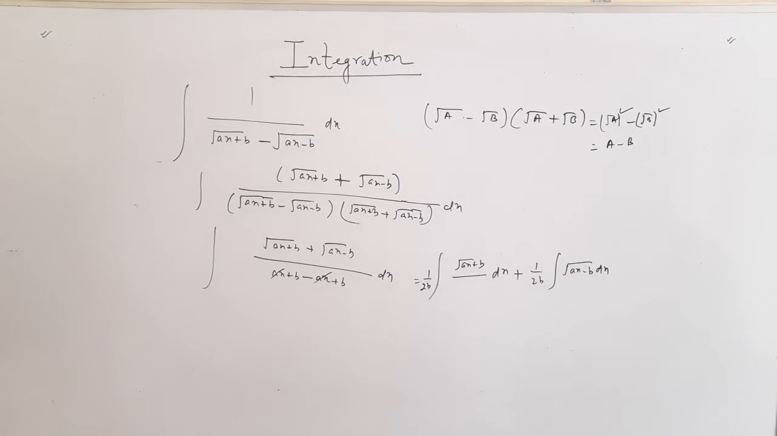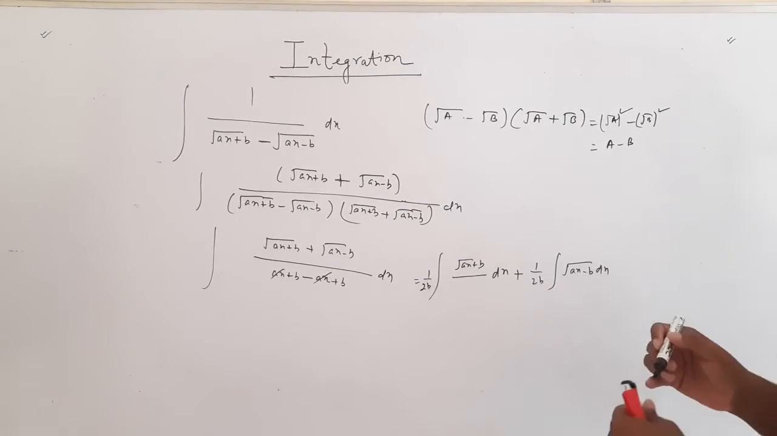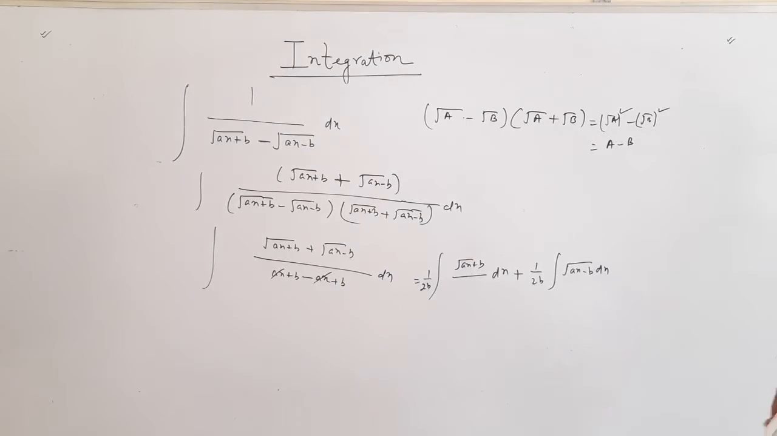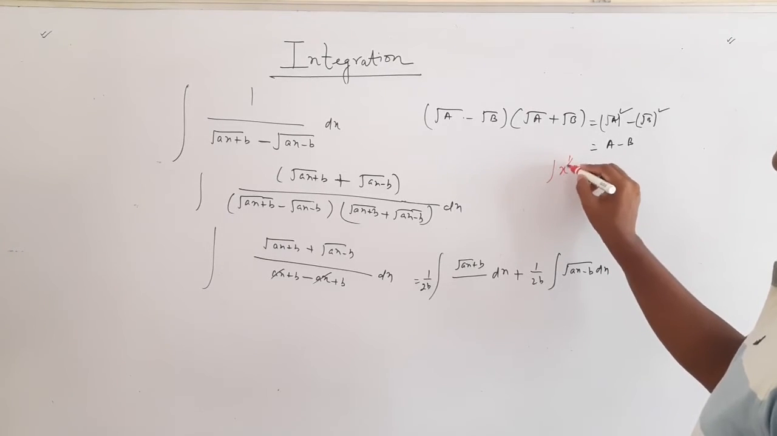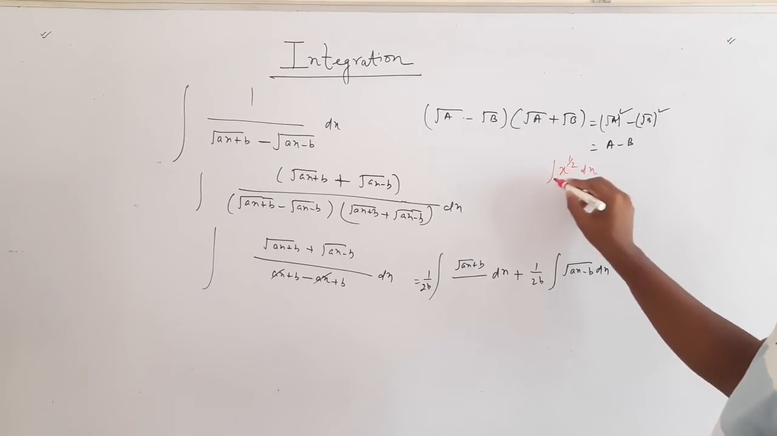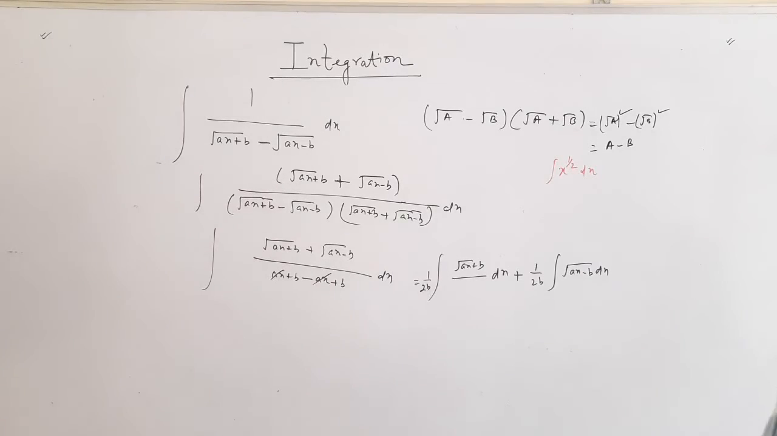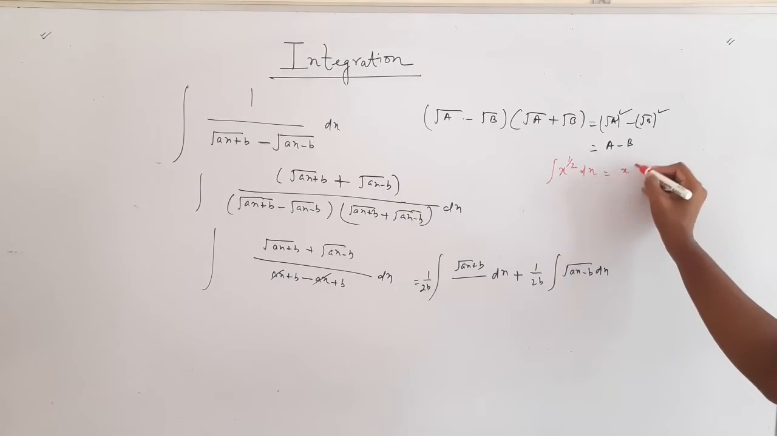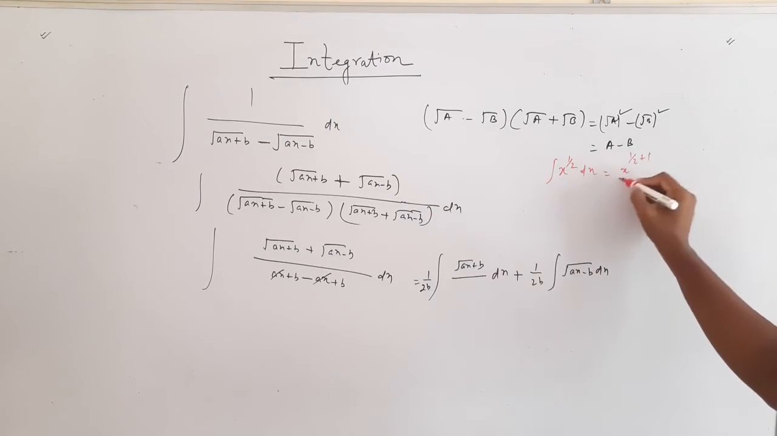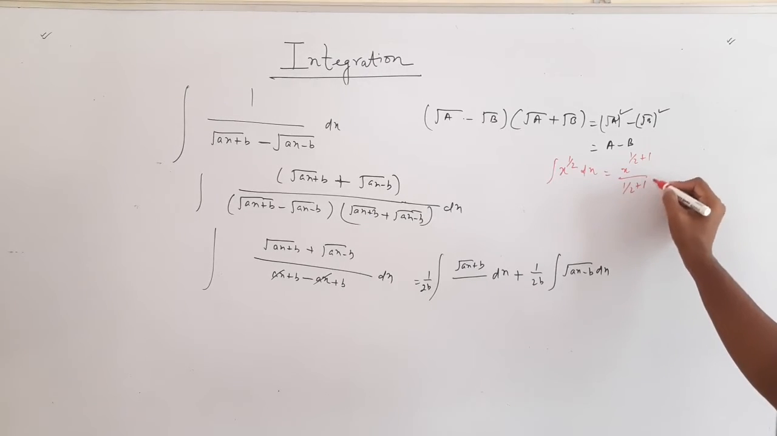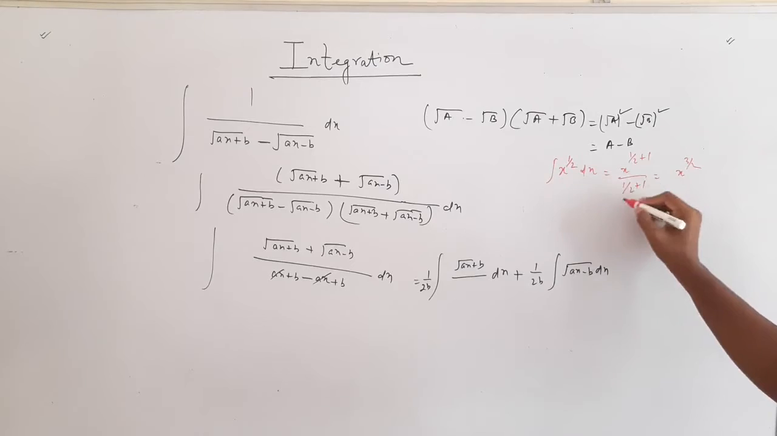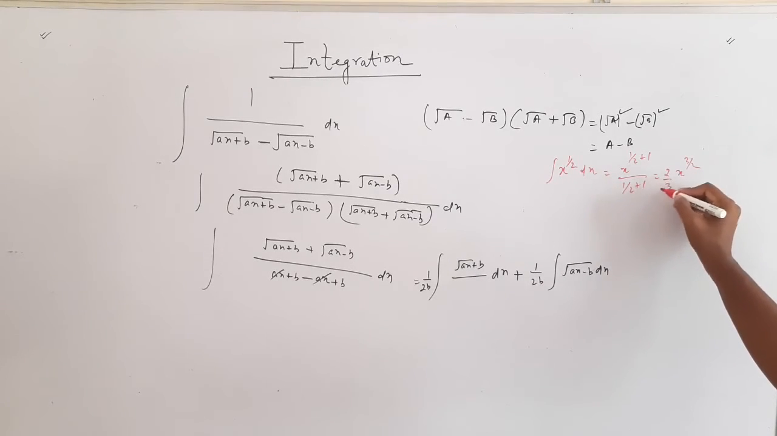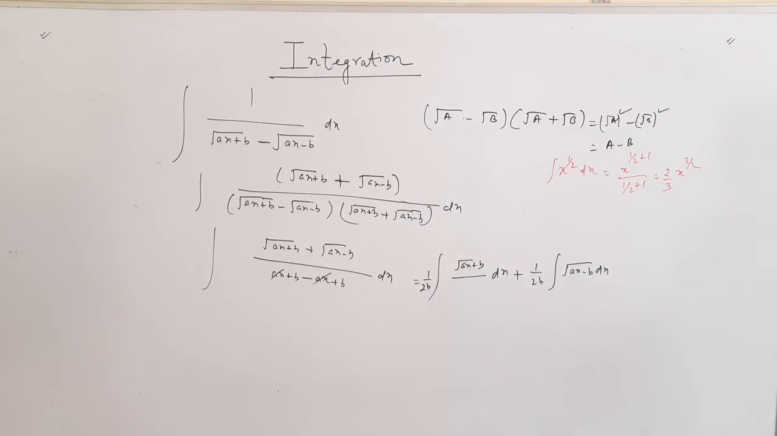Now what is the integration of square root of x? So square root of x integration is 2 by 3 x to the power 3 by 2. How? Integration of square root of x is integration of x to the power half dx. This is x to the power half plus 1, and this is also half plus 1. So this becomes x to the power 3 by 2, and this 3 by 2 will be reciprocal, giving you 2 by 3 x to the power 3 by 2.